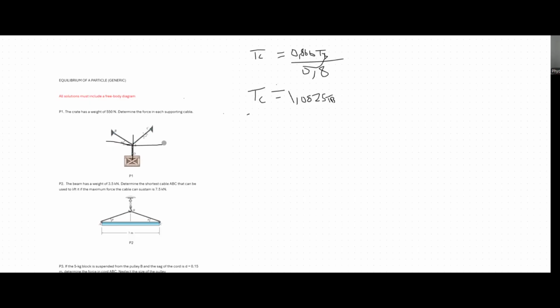So we are going to take the sum of the forces in the y direction, in the y axis. Sum of forces in the y equal to 0, to say that it's going upwards. This is our cos. This is our sine.